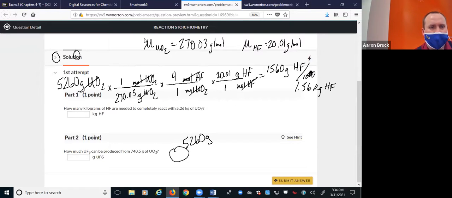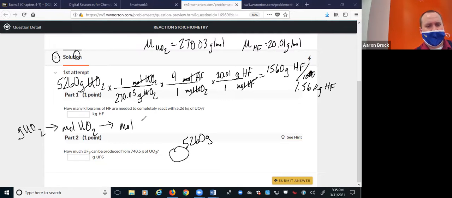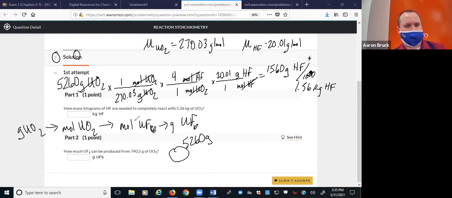So here we have 2 possible processes that we could use. Like I said, we can go the combination route, where we take our grams of UO2, turn them into moles of UO2, use the combined equations to give us the moles of UF6, and then convert that to grams. When you combine equations, you just add up all the reactants and put down all the products.